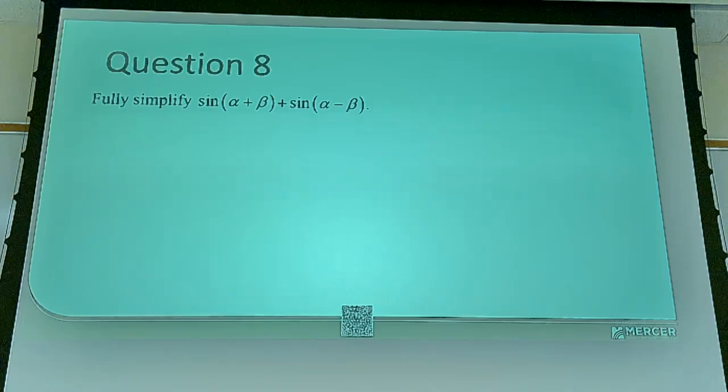Oversimplified. Right, the goal is we don't want sines and cosines of multiple angles.